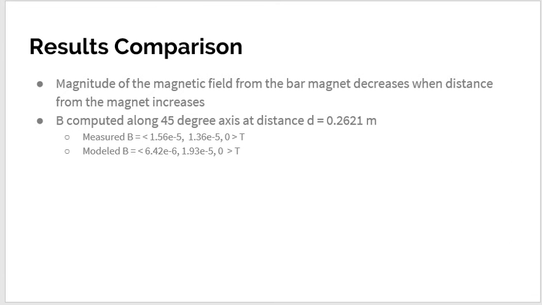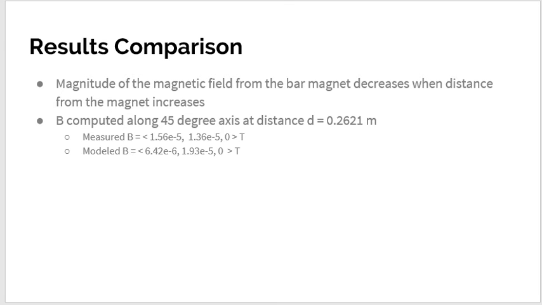Overall, it is evident that the magnitude of the magnetic field from the bar magnet decreases when the distance from the magnet increases. When the magnetic field is computed along the 45-degree axis, the distance is 0.2621 meters from the magnet's location. From the experiment, the magnetic field of the bar magnet was found to be 1.56 times 10 to the negative 5th in the x direction, 1.36 times 10 to the negative 5th in the y direction, and 0 in the z direction, with the units measured in teslas.